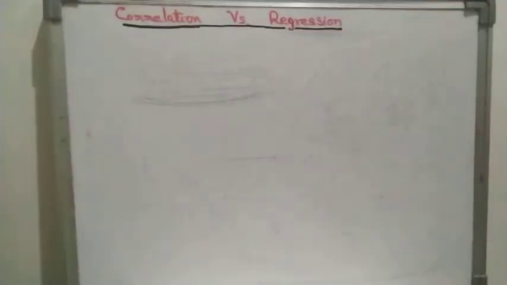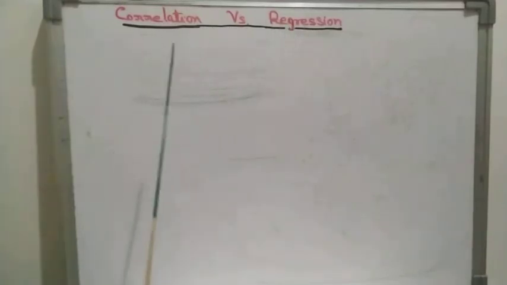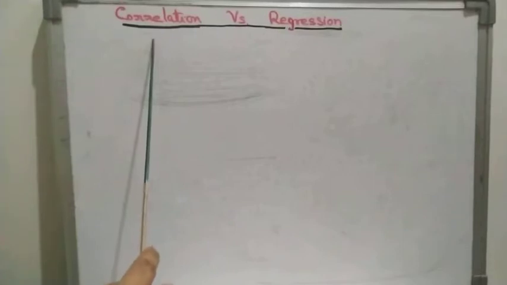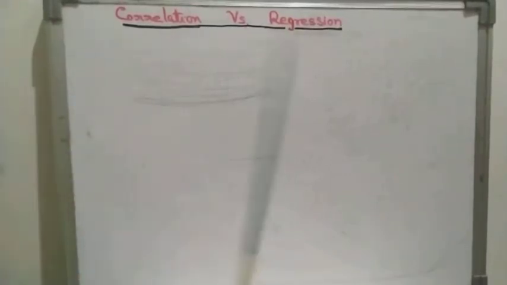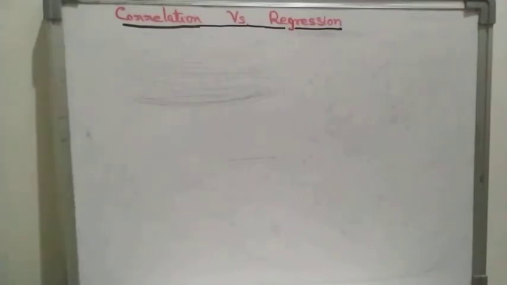Hello students, today's topic is regression. Earlier we studied correlation. Now today we will learn the difference between correlation and regression. So, correlation versus regression. As you all know, correlation means just finding the relationship between two variables.